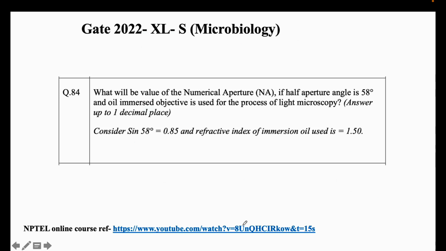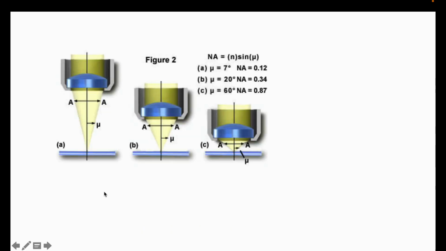2022 Life Sciences Section S Microbiology question number 84. What will be the value of numerical aperture NA if the half aperture angle is 58 degree and oil immersion objective is used for the process of light microscopy? They have already given that sin 58 is 0.85 and the refractive index of oil immersion used is 1.5. So we'll first understand the concept of numerical aperture.